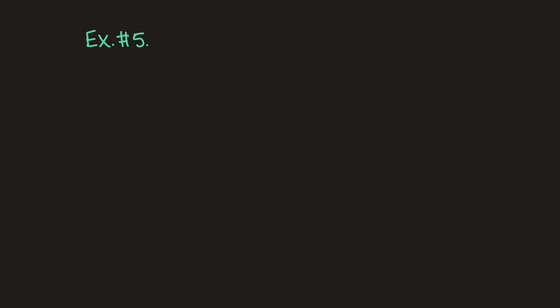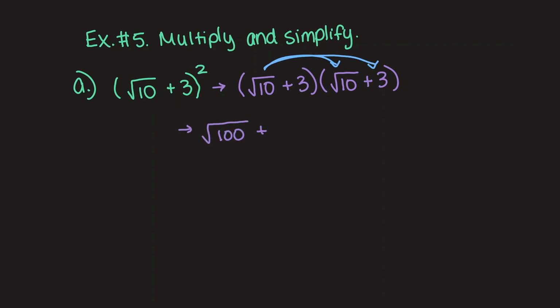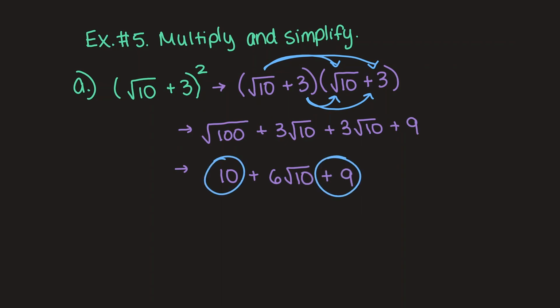Let's also multiply the square of a binomial radical expression, as well as a sum and difference of radicals. So for example 5, in order to multiply this expression, we can expand this as 2 factors of square root 10 plus 3. And now we can distribute each term in the first binomial to each term in the second binomial. So the square root of 100 is 10. The like radicals combine. And then we can combine the 10 and the 9. So we get 19 plus 6 radical 10 as our answer.